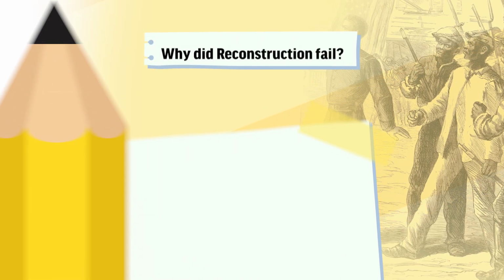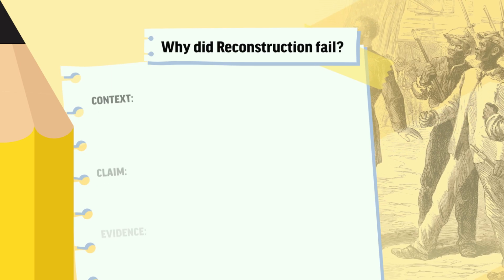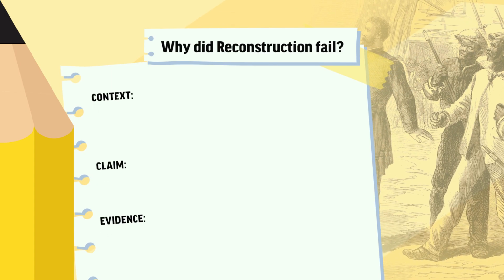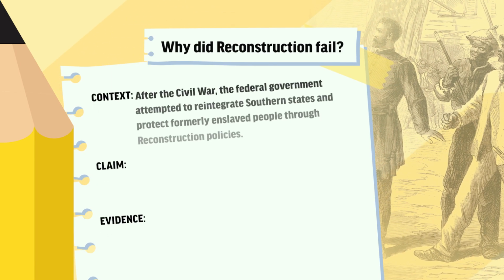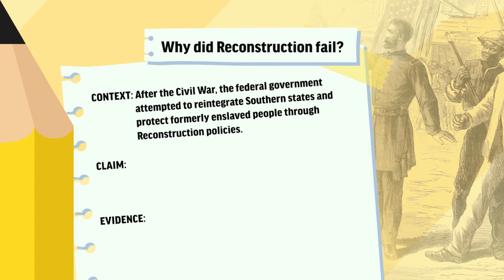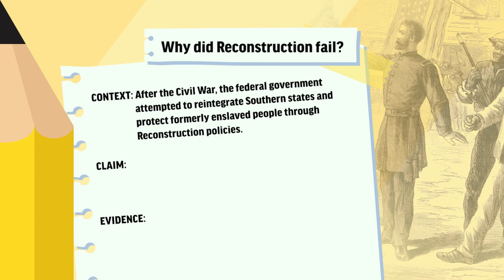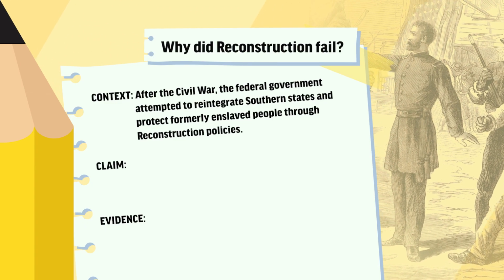Now, here's an example that you could model for your students. The prompt I gave was, why did Reconstruction fail? And a student response might look like this. First, the context. After the Civil War, the federal government attempted to reintegrate southern states and protect formerly enslaved people through Reconstruction policies. Next is the claim.